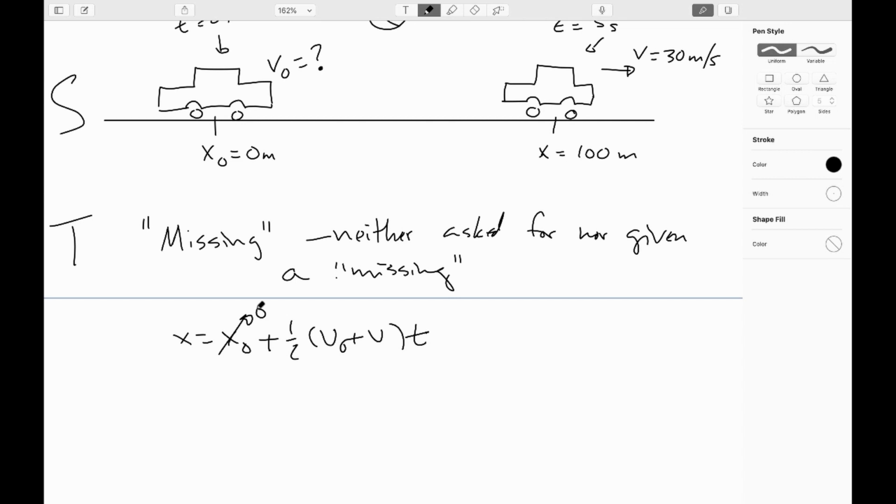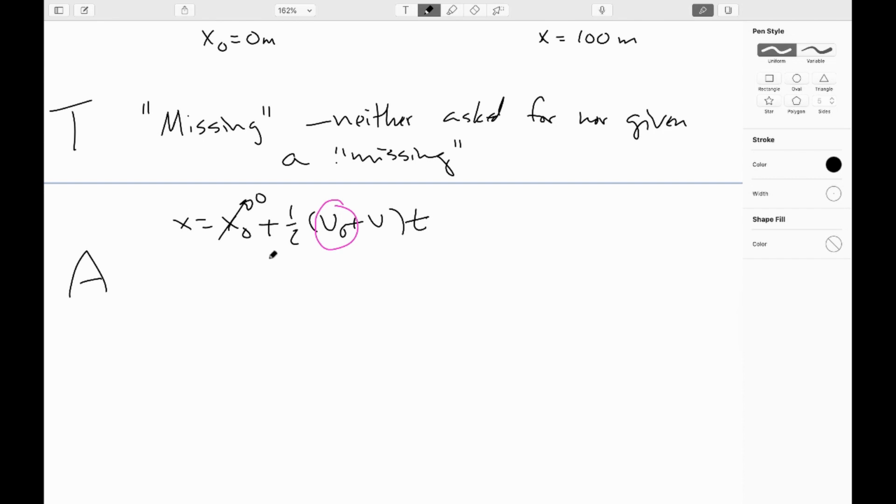Now, I need to rearrange this so that I get the letter that I want, which here is going to be v naught, because that's what I was asked to solve for, on the left-hand side, and everything else on the right-hand side. So now we're into the answer stage, and this is just doing algebra. We're not doing any physics at this particular moment. So we can multiply by 2, so we get 2x equals (v naught plus v)t. We can divide through by t, so v naught plus v equals 2x over t. Then we can subtract v from both sides and get v naught is 2x over t minus v.